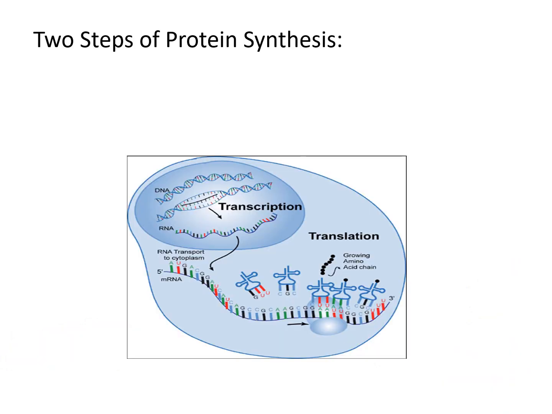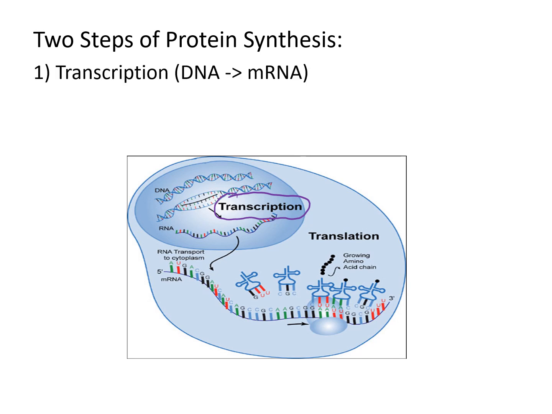So there's two steps to protein synthesis. Transcription, which is the DNA being changed into RNA. That RNA goes out of the cell, and then the ribosome translates that messenger RNA and turns it into a protein, and that's what we call translation. So transcription is DNA turns into mRNA, and then translation is mRNA turns into a protein.